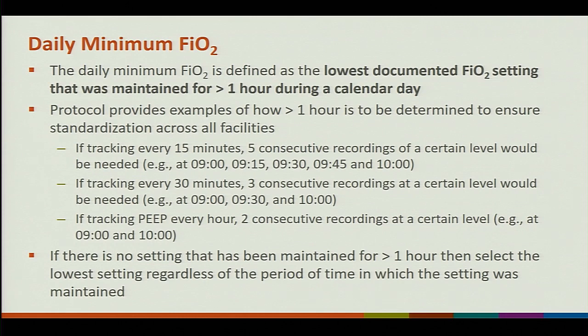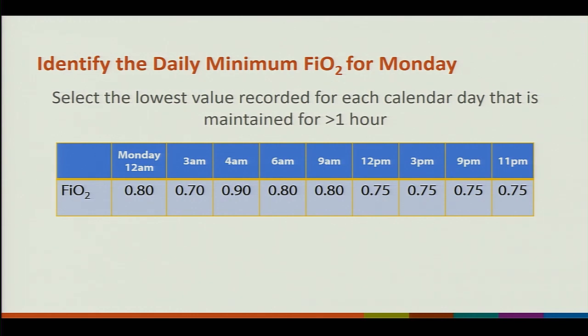So if there's no setting across the calendar day that's been maintained for an hour, then you simply choose the lowest setting. So let's take a look at a couple examples. Remembering that you select the lowest value recorded for each calendar day that is maintained for greater than an hour, with this example, what would the daily minimum FiO2 be?